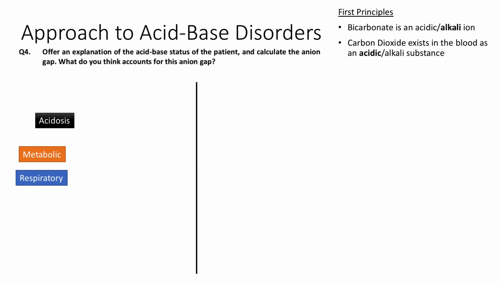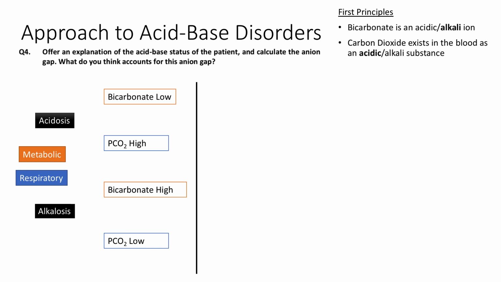Now, I can have acidosis or alkalosis. Knowing that bicarbonate is alkaline and carbon dioxide is acidic, for acidosis, what can it be? It's either bicarbonate is low or carbon dioxide is high. For alkalosis, what's the situation? Bicarbonate is high, or the acid is low. Does that make sense to everyone?